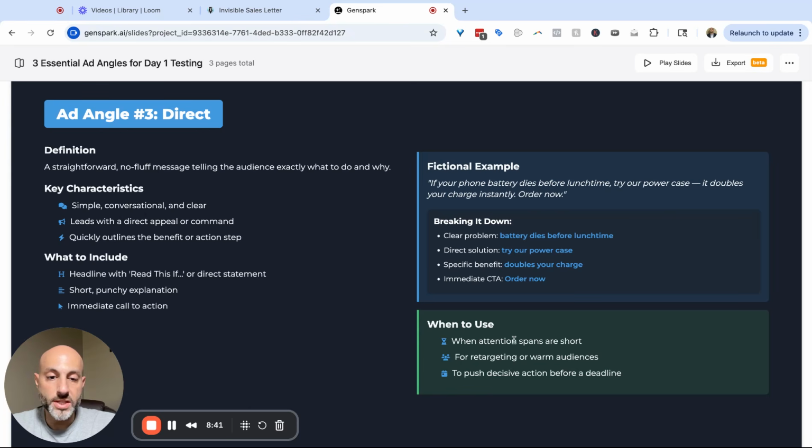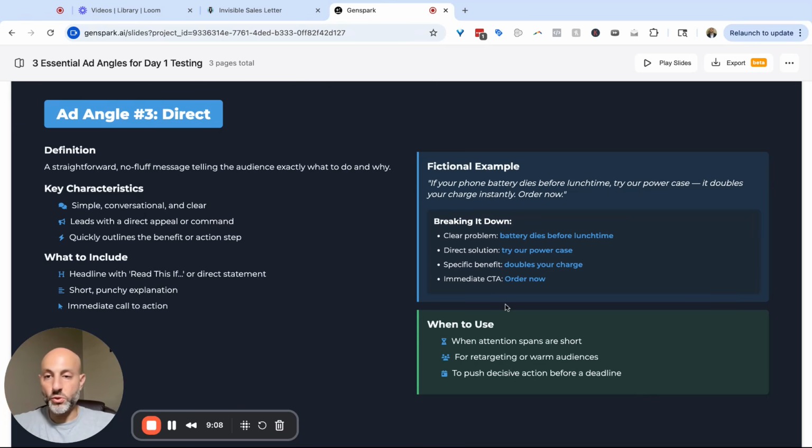You want to use this because attention spans are short and some people will respond to this. It can work well for retargeting or warm audiences as well. And it can push a decisive action if you do have a deadline or something like this. So for example, if you need more clients in the month of August, read this before Friday, right? Or this may be the best thing you read in 2025, something like that.